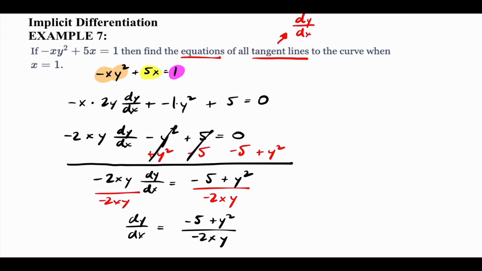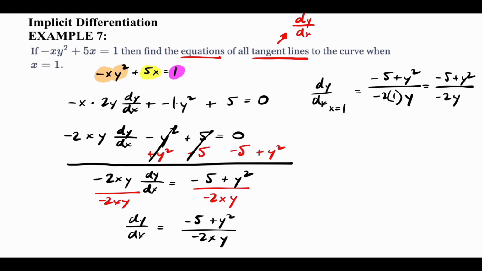Okay. So when I plug in 1, so dy over dx, I'm plugging in x equals 1. So I get negative 5 plus y squared over negative 2 times 1 times y. I get negative 5 plus y squared over negative 2y when I plug in x equals 1. Is that my slope?